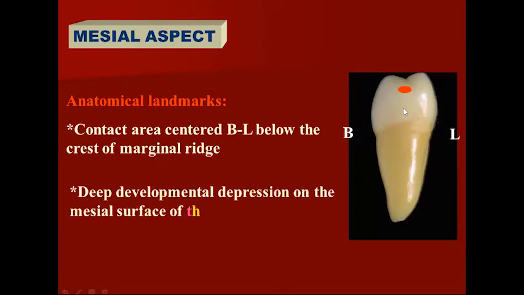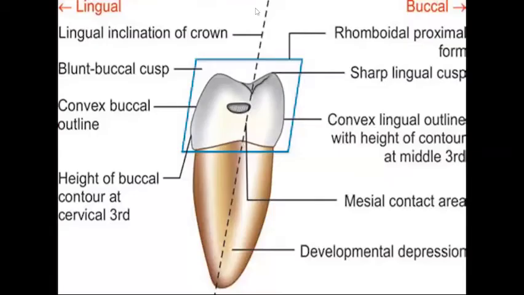Deep developmental depressions on the mesial surface of the root. Lingual inclinations of the crown. These are rhomboidal shape. Sharp lingual cusp. Convex lingual outline with height of contour at middle third. Mesial contact area. This is a mesial contact area. Developmental depressions. Height of buccal contour at cervical third. Convex buccal outline. Blunt buccal cusp and lingual inclinations of the crown.